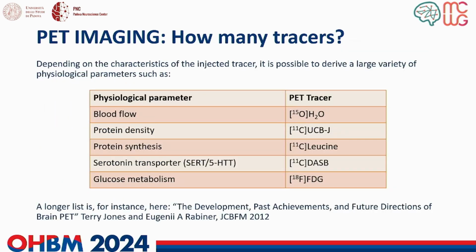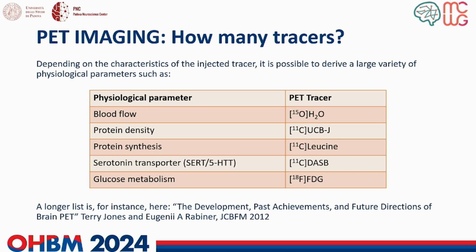Okay, so how many tracers do we have? From a principal point of view, each substance could be visualized by a PET tracer, but of course we have just a small number of possibilities, due to the need to produce the tracer itself by using a cyclotron. In any case, we have more than 60 tracers available, so more than 60 possibilities to investigate different molecular behavior inside the brain, also outside the brain, but in particular in the brain.